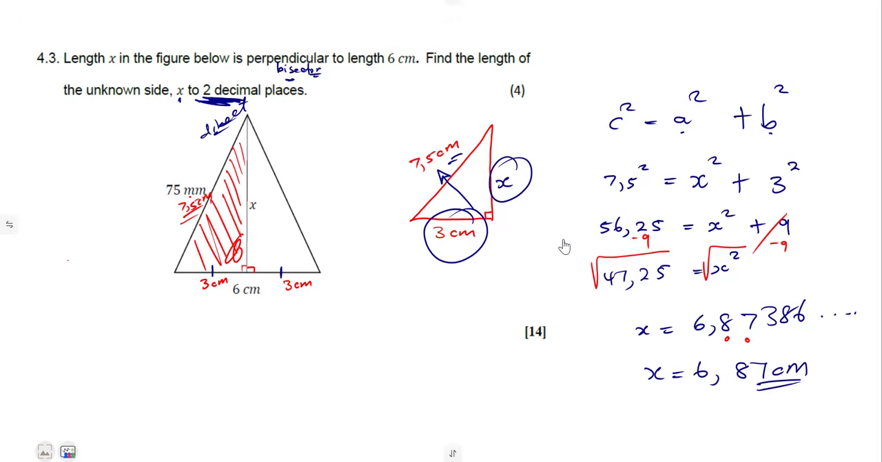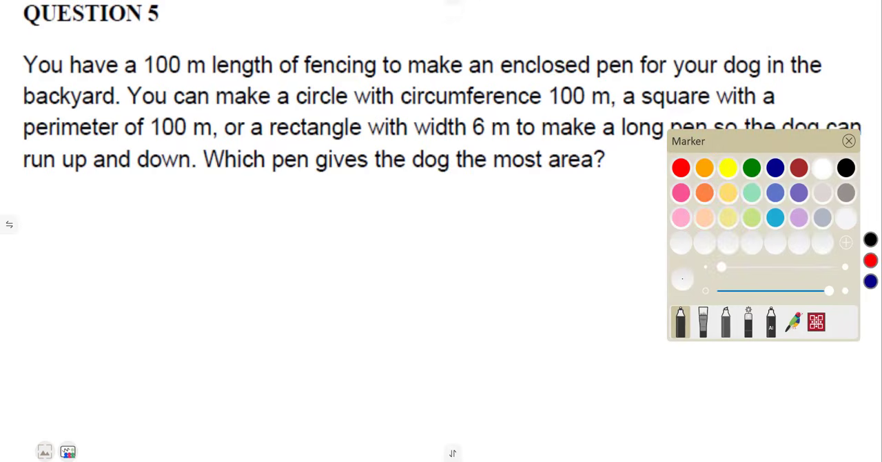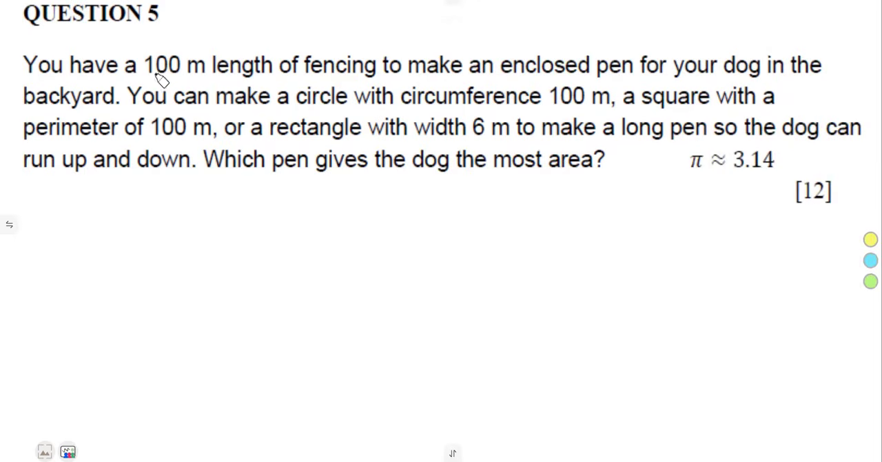All right. Anyways, let us see the other part of our question, which is question 5. You have got 100 meters length of fencing to make. All right, 12 marks. Let's see. What are they trying to say here? This is our total length of fencing that we have, 100 meters.